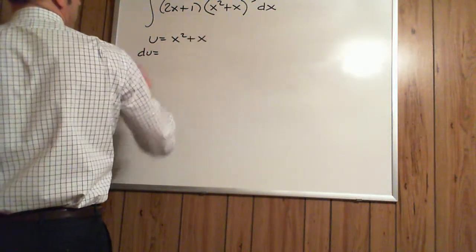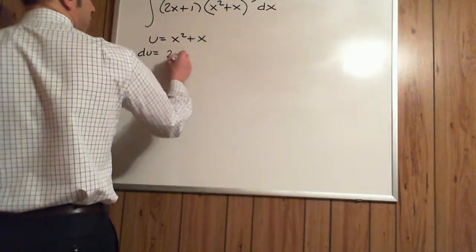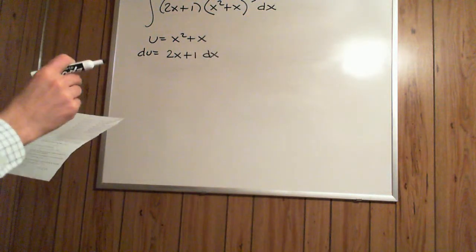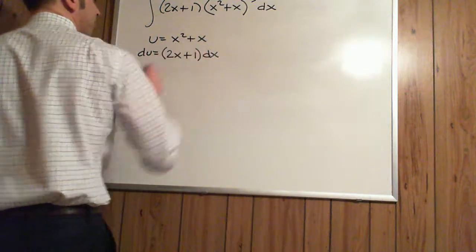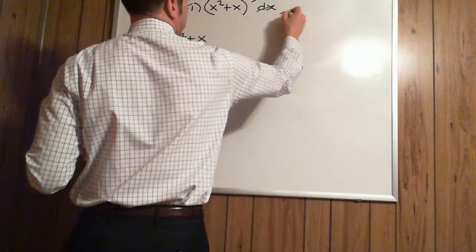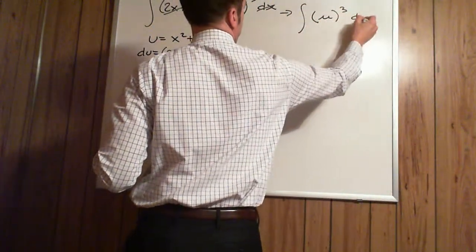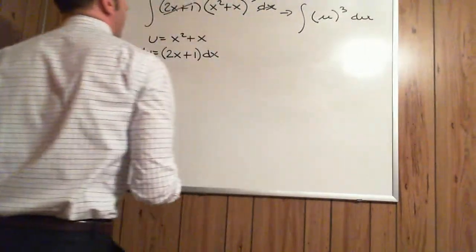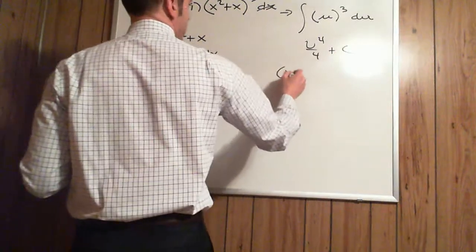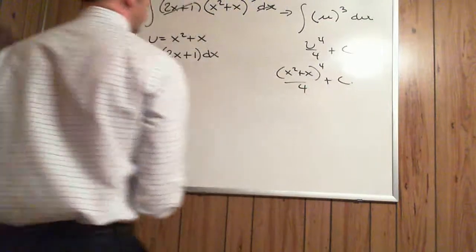Its derivative, take the derivative of both sides with respect to x. Du would be equal to 2x plus 1 dx. Do not forget to put the dx. And this is times all that. Well, I've got a match. I'm good. This here appears in the integrand exactly as it is. So this would become then u to the third du. And that would just become u to the fourth over 4 plus c. And u is x squared plus x, to the fourth over 4 plus c.